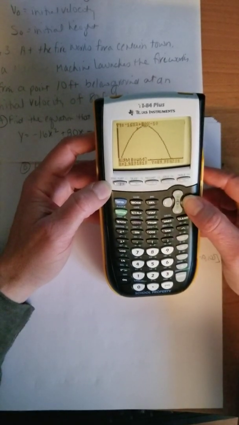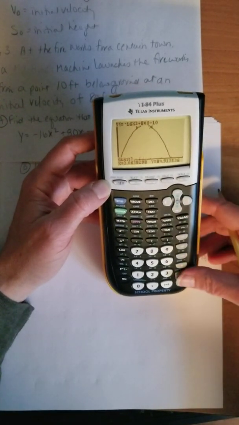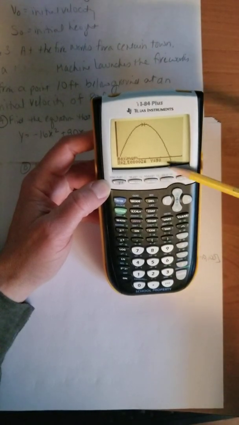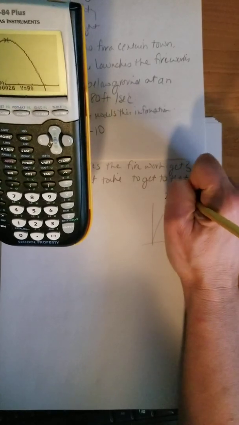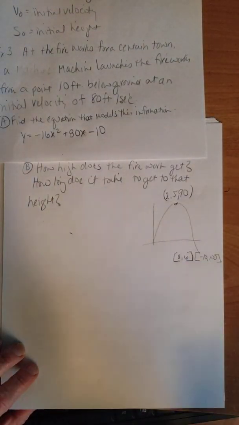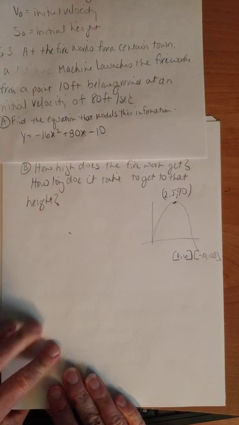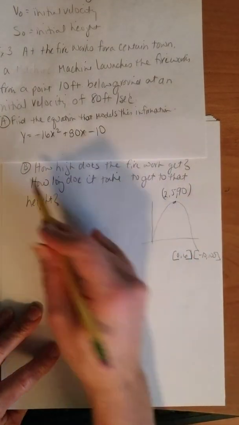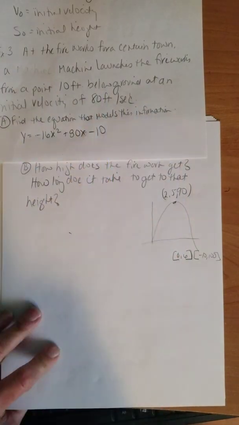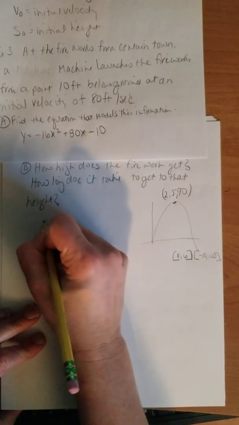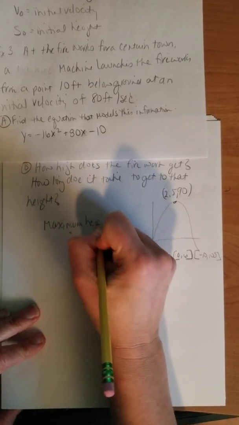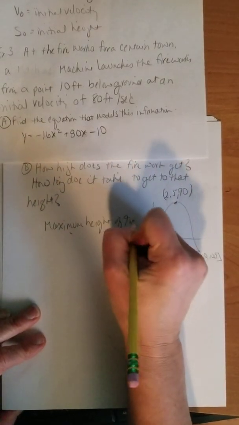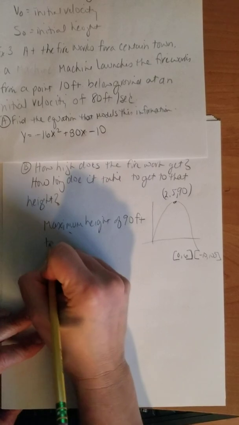Move off to the right when it says left bound, move it off to the right, and it looks like it's 2.590. So you should get something at 2.590. The question is, how high does the firework get? Well, our y's are the height, so it has a maximum height of 90 feet, and it takes 2.5 seconds to get there.